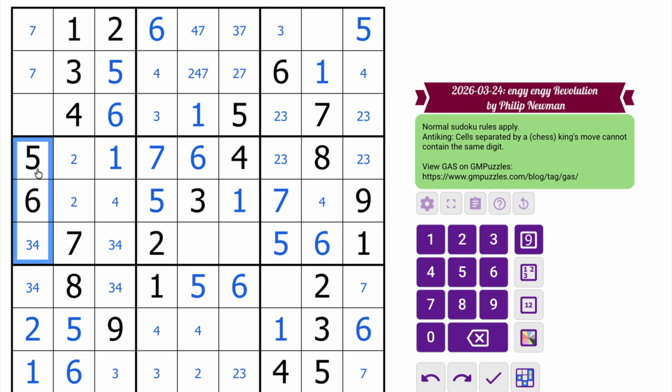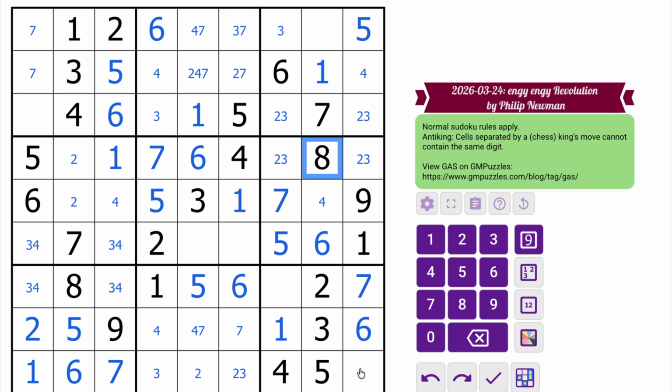Now 7 cannot come here or here, so 7 is already here. Anyway, 7 cannot come here, so this is a 7. This is a 7. 7 cannot be here, so one of these two cells is a 7.